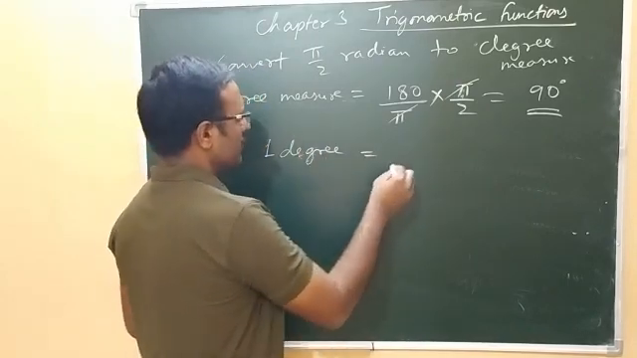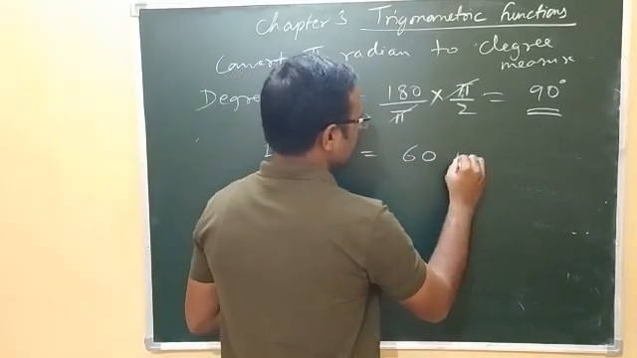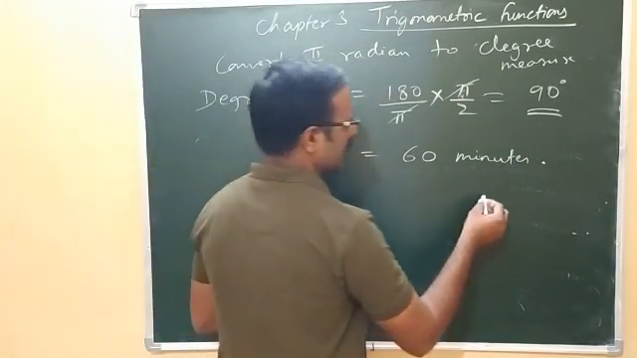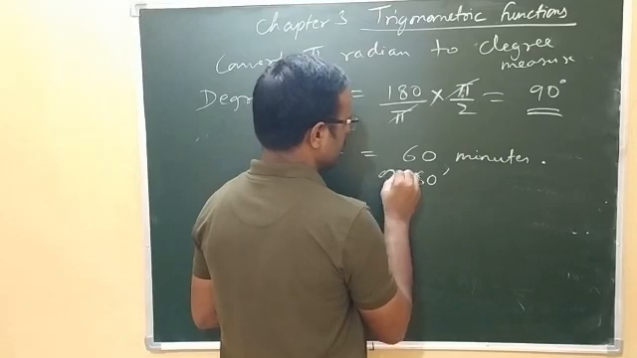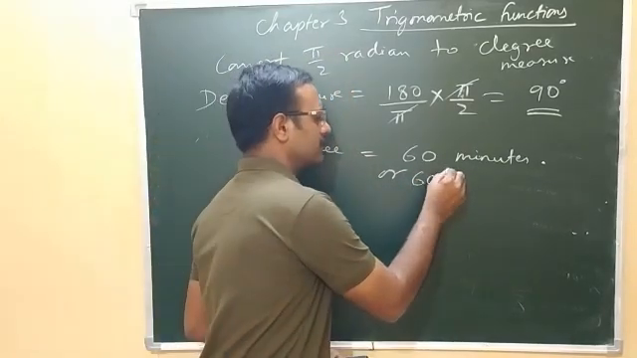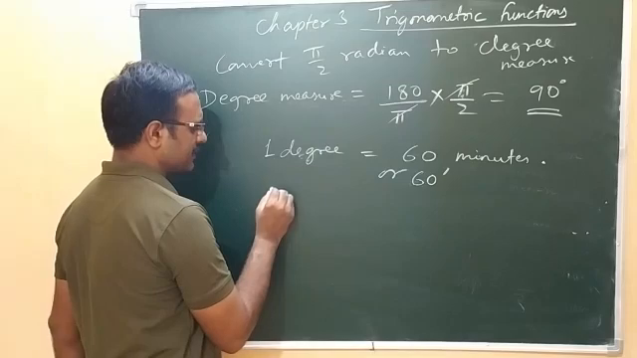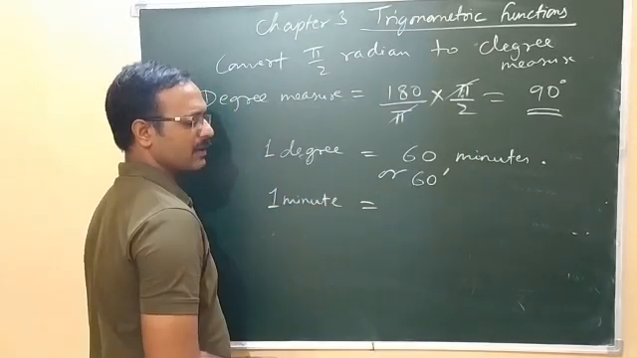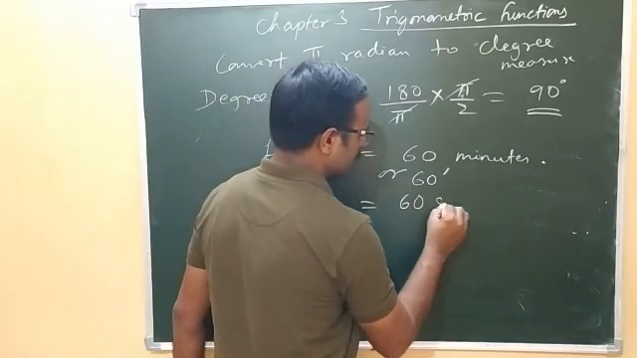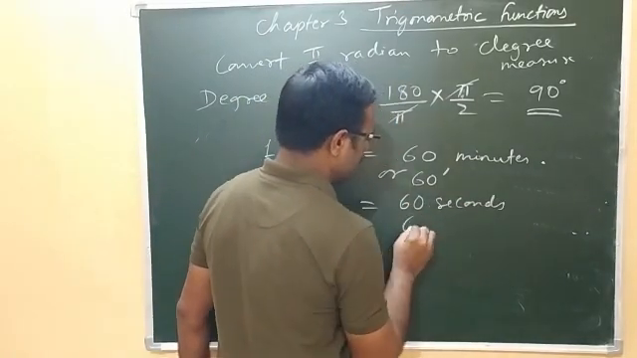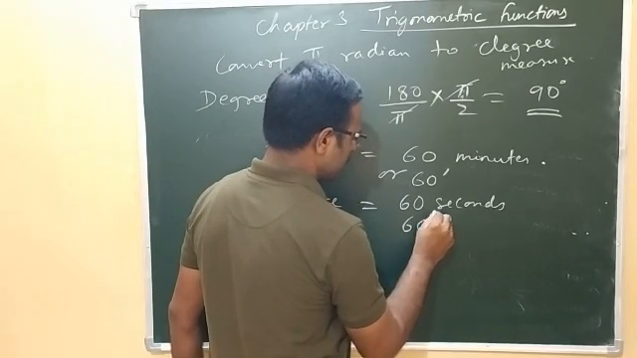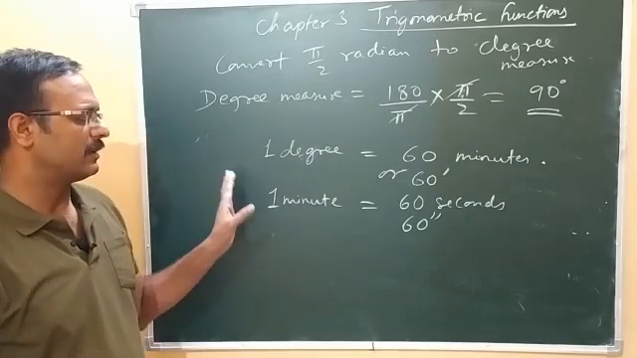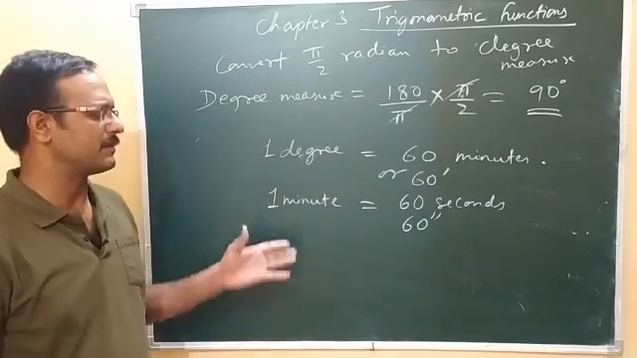that is called 60 minutes, or we generally write it as 60 minute. This is the symbol for minute. And then 1 minute is again equal to 60 seconds, or you can write it 60. This is the symbol for seconds. So generally the values are subdivided like this.